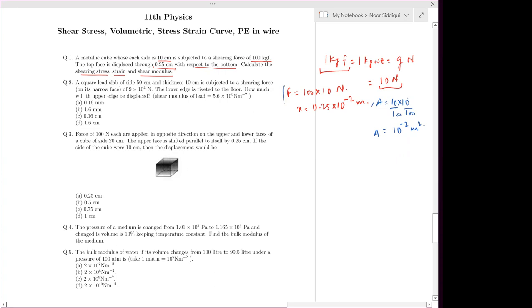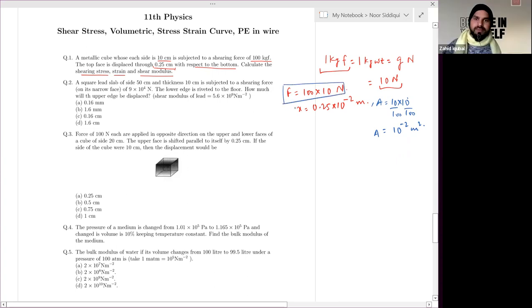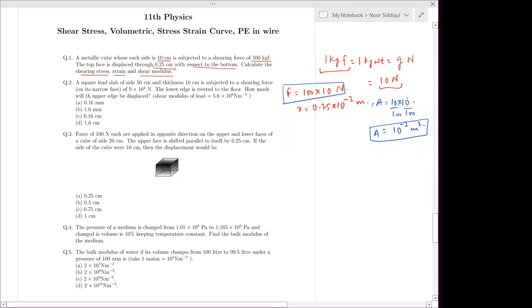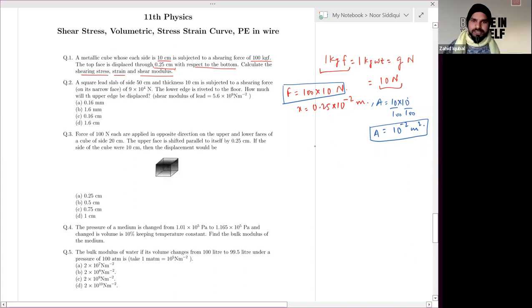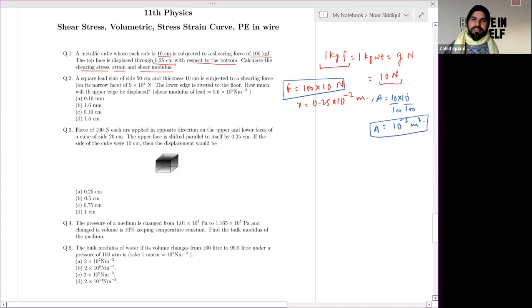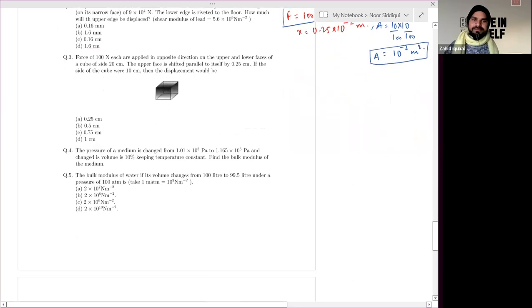Now we have force. We have area of cross section. So just divide these two, you'll get stress. Is it clear? But sir, we need shear stress, right? Yeah. So shear stress is force divided by area of cross section.